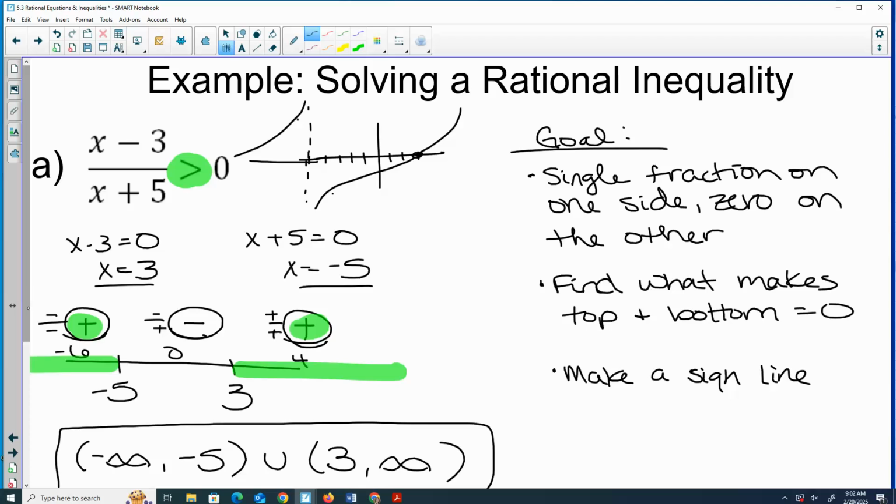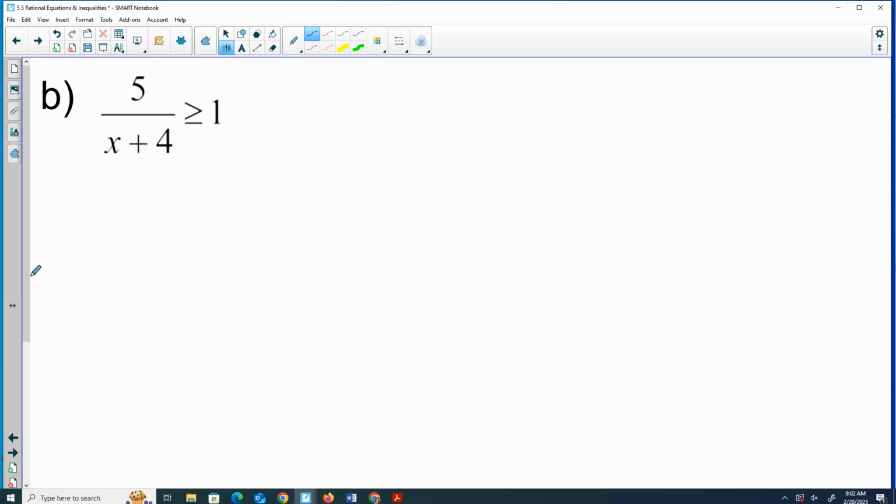So this is the only thing we're doing today. We're just practicing these inequalities. So let's take a look at another one. Will we do any more work with the equations, or are we kind of done? If they're not in the correct format, we will have to do some work before we do our sign line. Tomorrow we're going to do some more practice with both equations and inequalities.